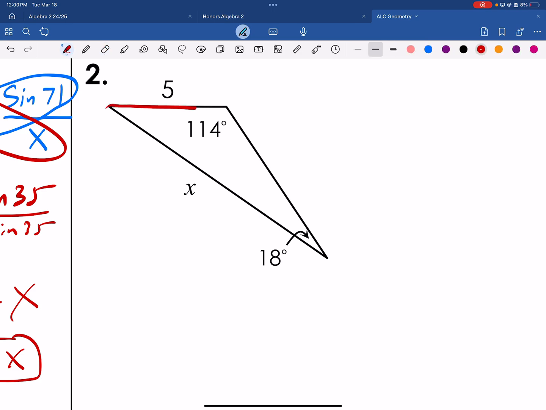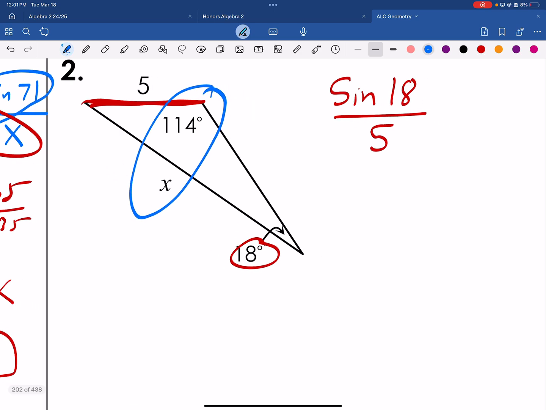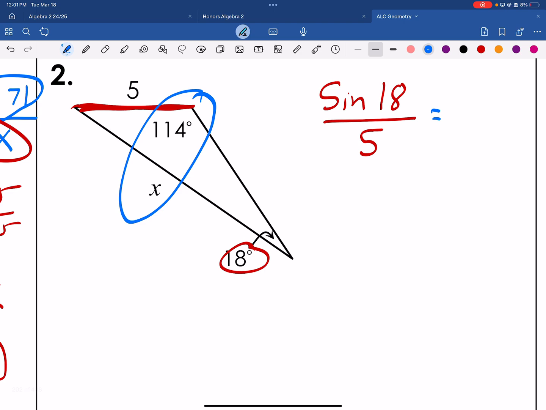Okay, so I know this side, and this angle is the angle opposite it. So my master ratio is going to be the sine of my angle, 18, over 5. The other ratio that I have is this right there. So what goes on the top? 114, but make sure we put the sine of it. So the sine of 114 over x. We have our proportion set up.